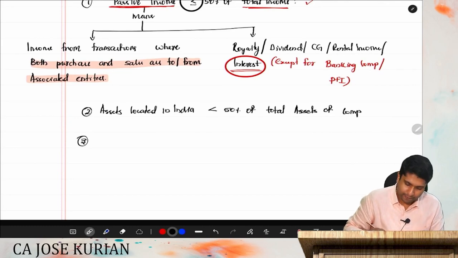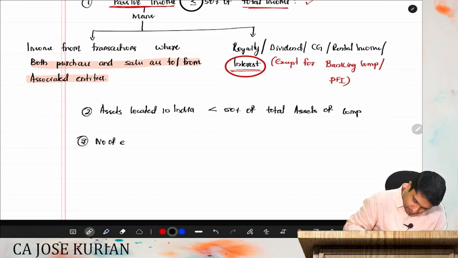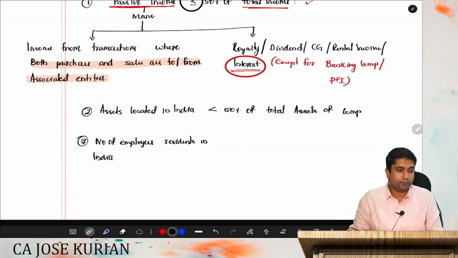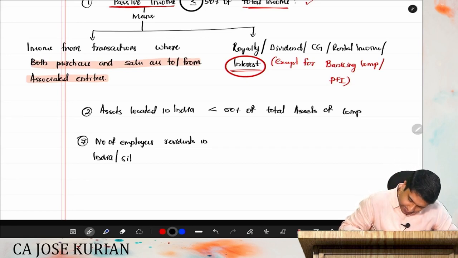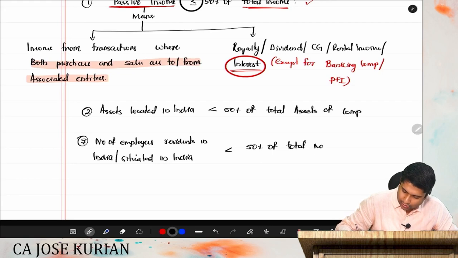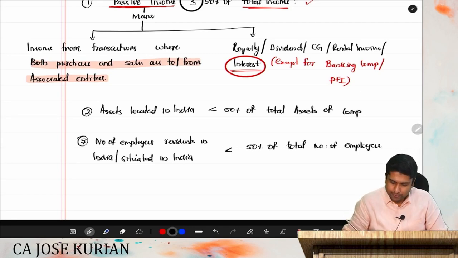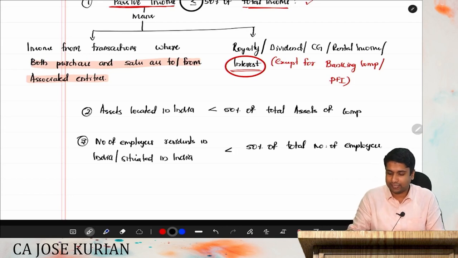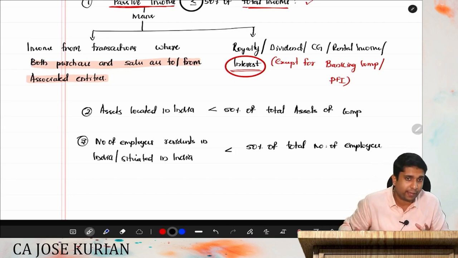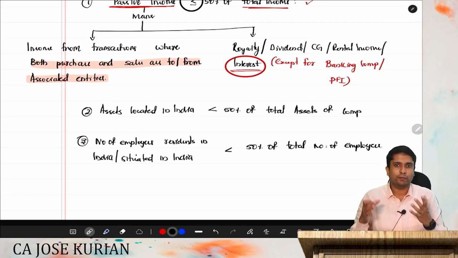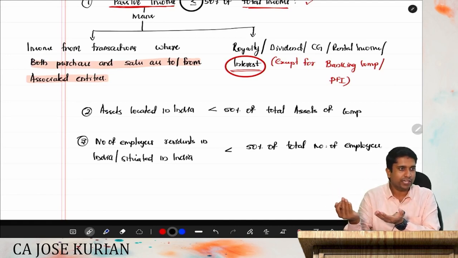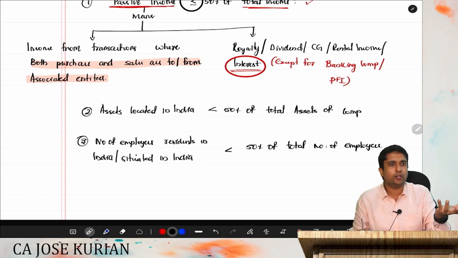Condition number three says the number of employees resident in India or situated in India should be less than or equal to 50% of the total number of employees. So friends, what do you mean by this? Your majority employees should be outside India. If your majority employees are located in India or are residents of India, then your place of management cannot be outside India. That means it is in India.